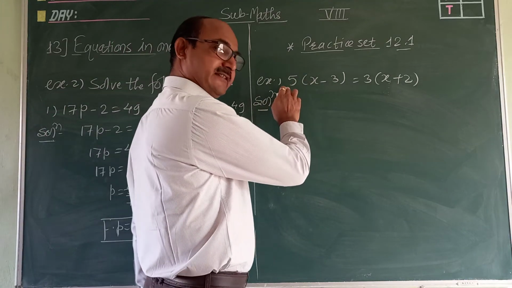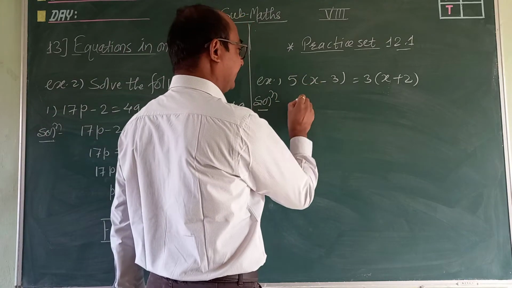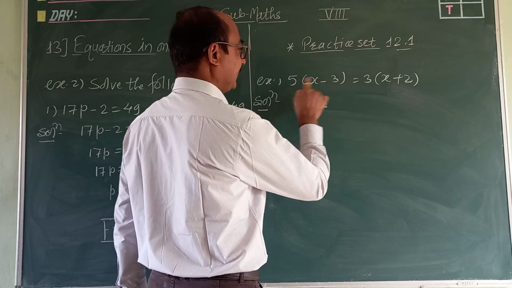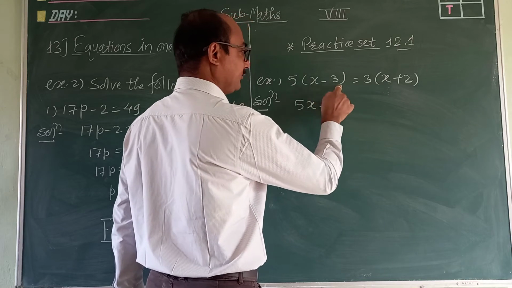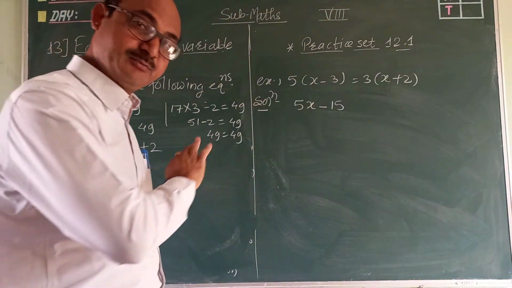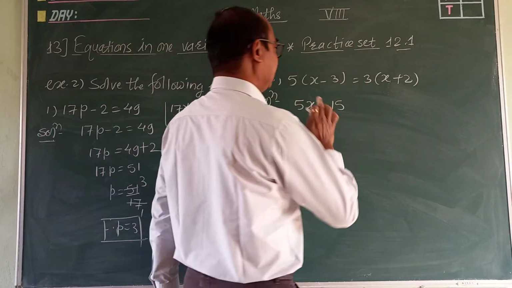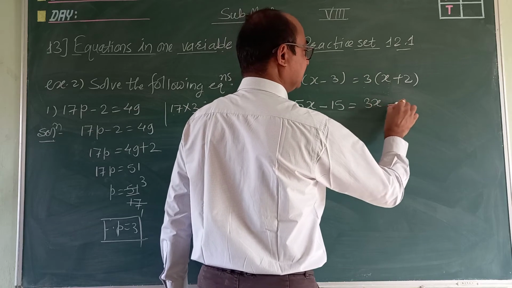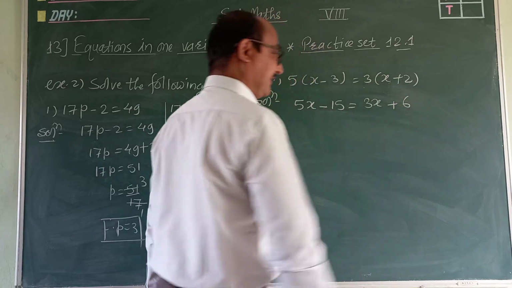Before the bracket, 5 is given, which means you have to multiply this by 5. 5 multiplied: 5x, minus sign, 5 threes are 15. You have to multiply both terms. Whatever the terms in the bracket, you have to multiply all the terms by that number. This is equal to 3 into x, 3x, and 3 twos are 6.